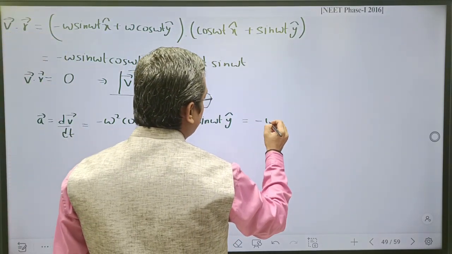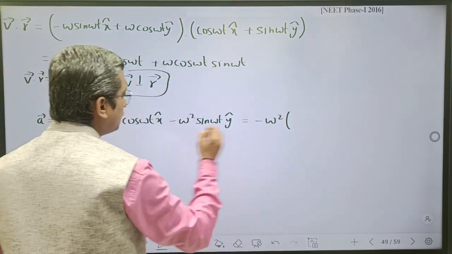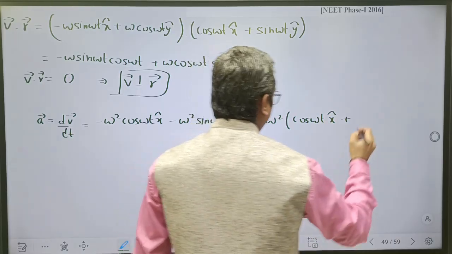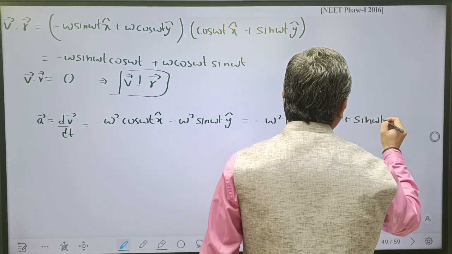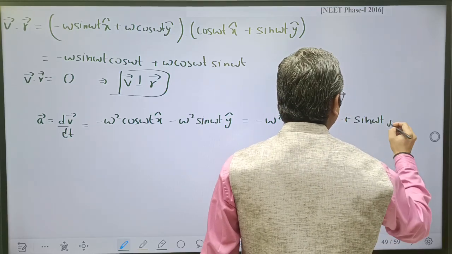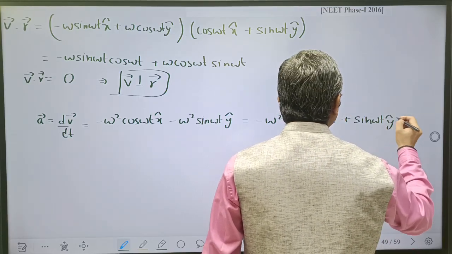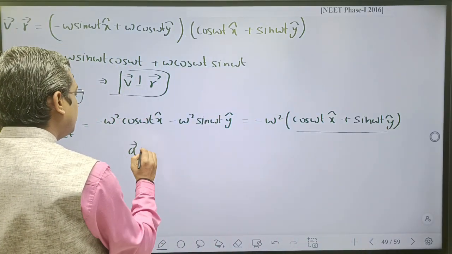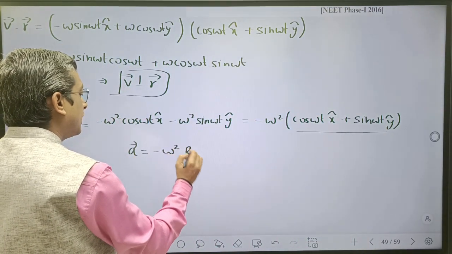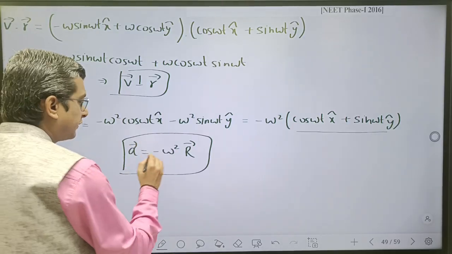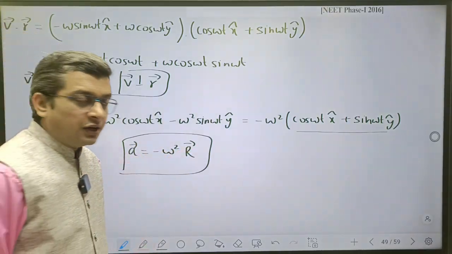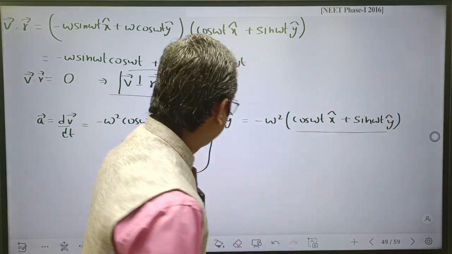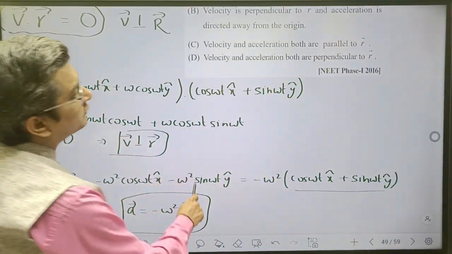If I take minus omega square common, this will be cos omega t x cap plus sine omega t y cap. This is nothing but the r vector. So acceleration is given by minus omega square r vector. It means that the direction of acceleration is opposite to the position vector. If the direction of the position vector is away from the origin, the direction of acceleration must be towards the origin.